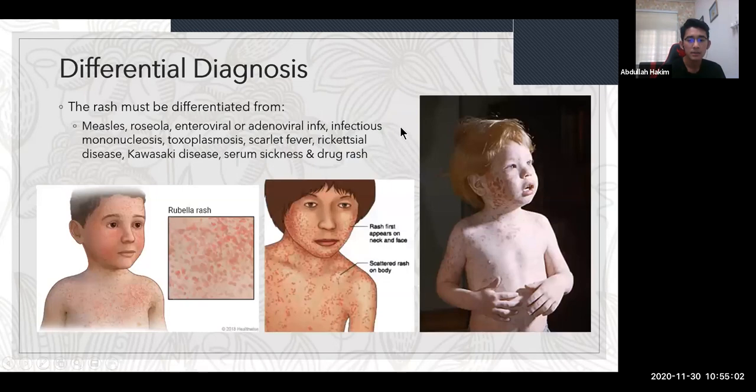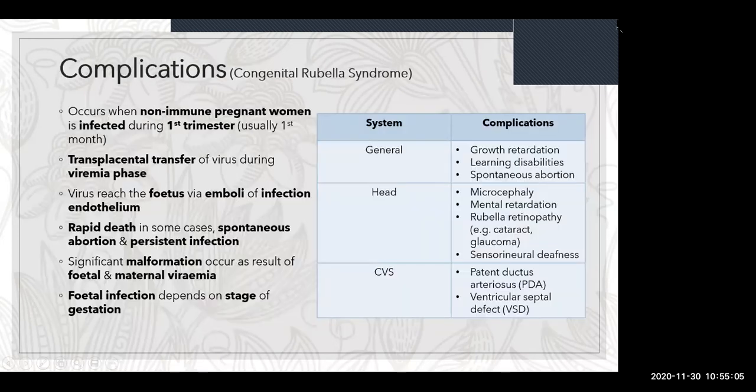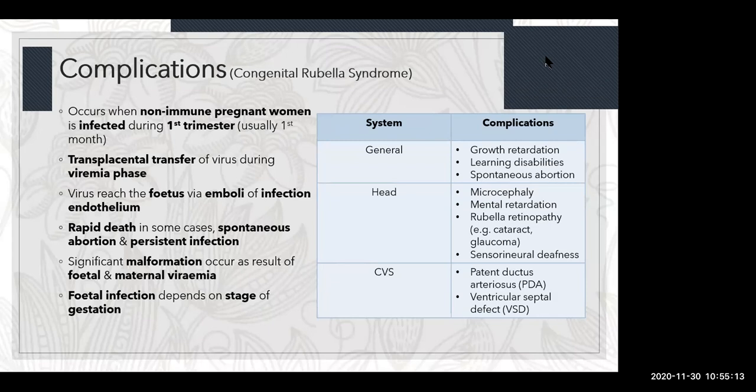Most of the complications are worse if you get the infection earlier in the pregnancy, right? So usually the full-blown congenital rubella syndrome is when the mother gets it during the first trimester. The later you get it, the less it affects the baby, which makes sense. Because if you think about it, the first trimester is when all your organs start developing, isn't it? If you get it during the last trimester, most of your organs will have developed already. Yeah, continue.